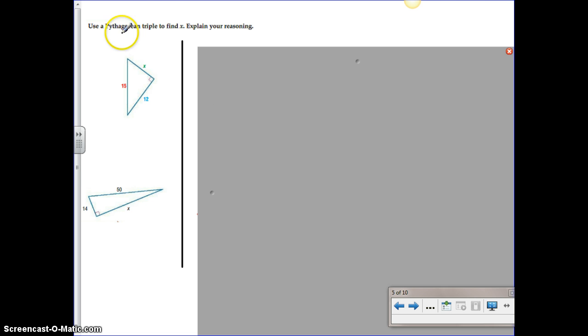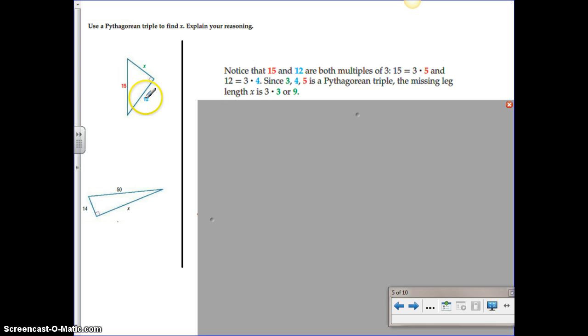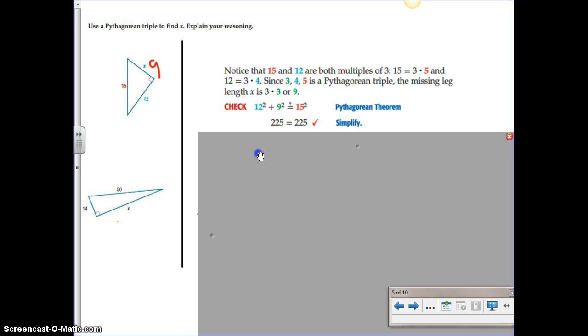For an example, use the Pythagorean triples to find x and explain your reasoning. We're looking at this right triangle. We have 12 on one leg, 15 for the hypotenuse because the hypotenuse is opposite of the 90-degree angle, and we have x. We can notice that 15 and 12 are both multiples of 3. 12 divided by 3 is 4, 15 divided by 3 is 5. So we have the start of our 3, 4, 5 triangle. So 3 times 3, or 9, is going to be our missing side. And if you wanted to check this with the Pythagorean theorem, it is going to check out.